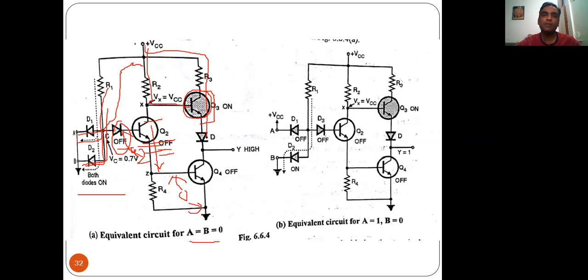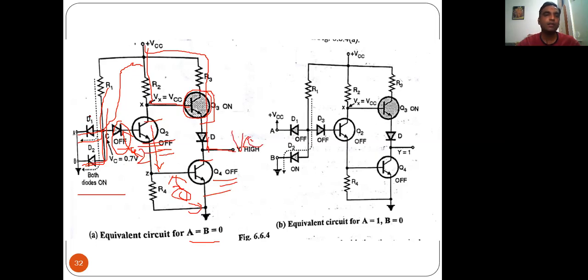All this VCC will flow through this on condition. This diode D will be on because the VCC is coming. But over here Q4 is off because 0 volt is applied, so there is an open circuit over here. Again there is no path for current to go from here to ground. So that will be applied at the output, so the output will be VCC, high.